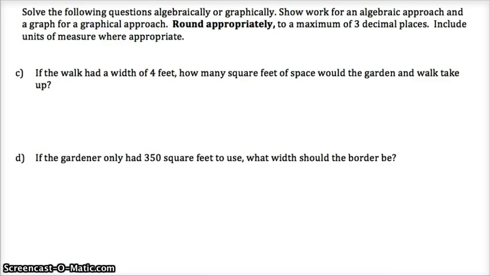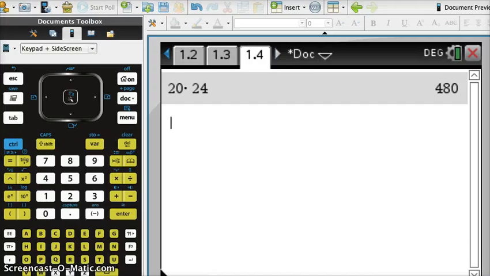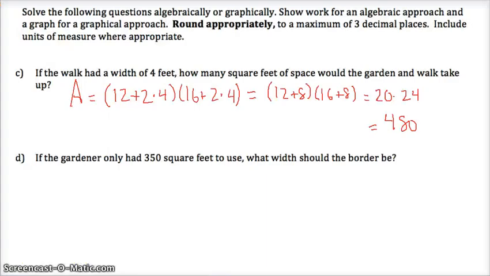Solve the following equation the way you want. If the walk had a width of 4 feet, how many square feet? You know what? I did the last one completely on the graph, so let's do it this way. So this would be 12 plus 2 times 4 and 16 plus 2 times 4. Can I do this in my head? Those are kind of big numbers. But you just plug them in and that's what you do. Yes, I cheated at the last part, so there's that.